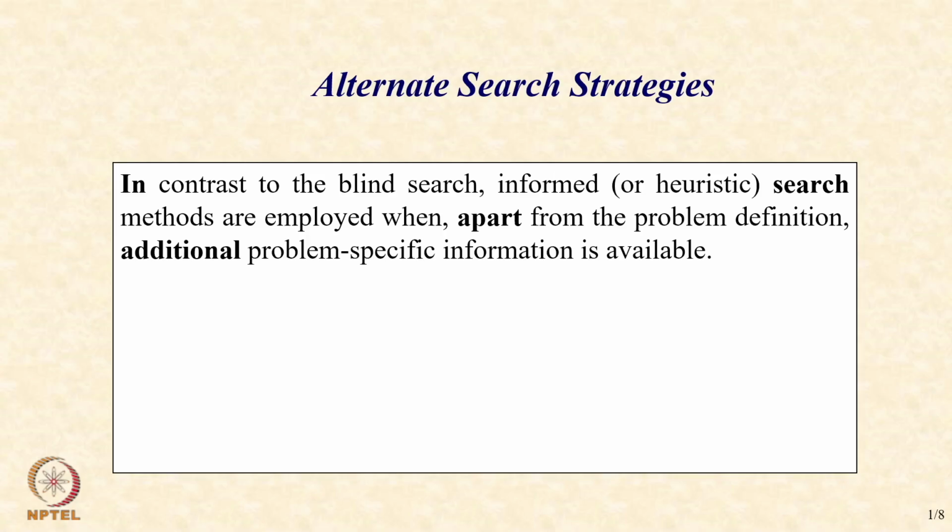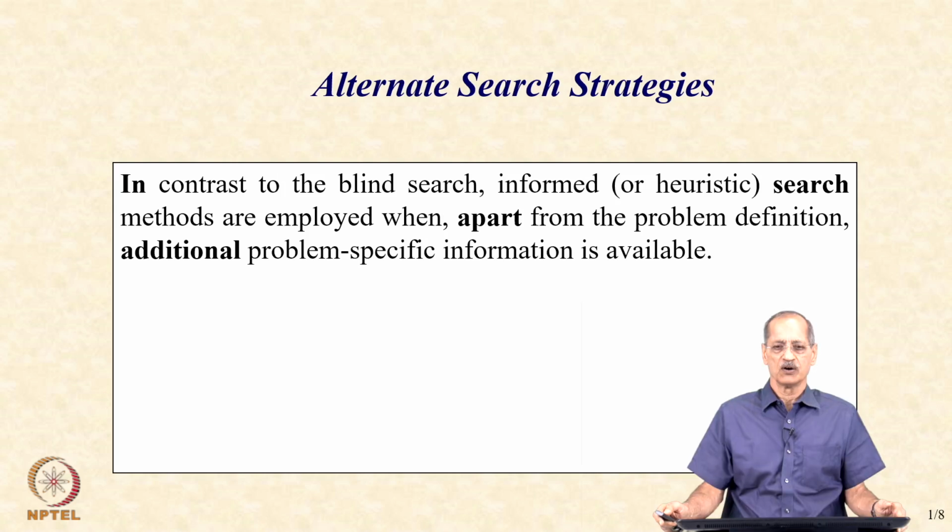In the last segment, we talked about blind or uninformed search techniques and came up with some benchmarks which would tell us which is likely to work better in a given context. As against those, let us now look at informed or sometimes what is called heuristic search methods, where apart from the problem definition which we already have, there is additional problem specific information which is also available, and now that is what makes it different.